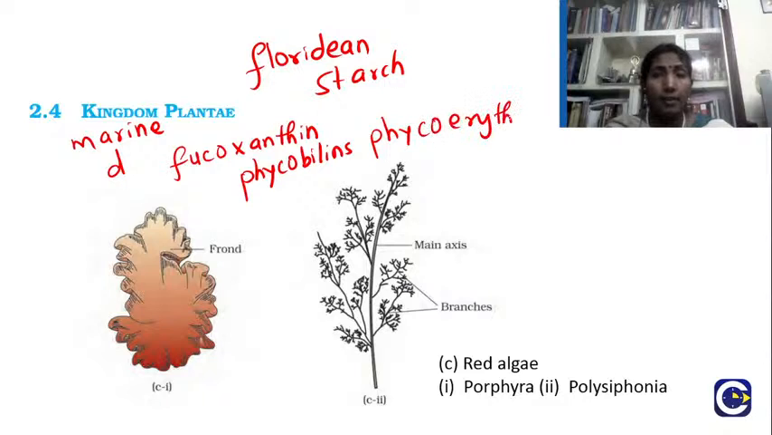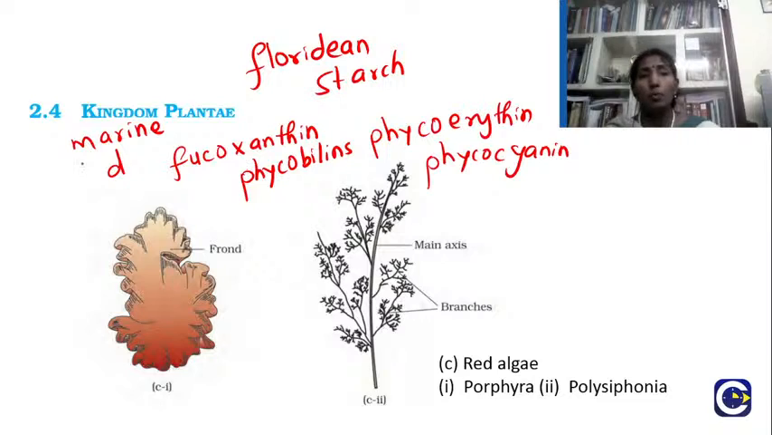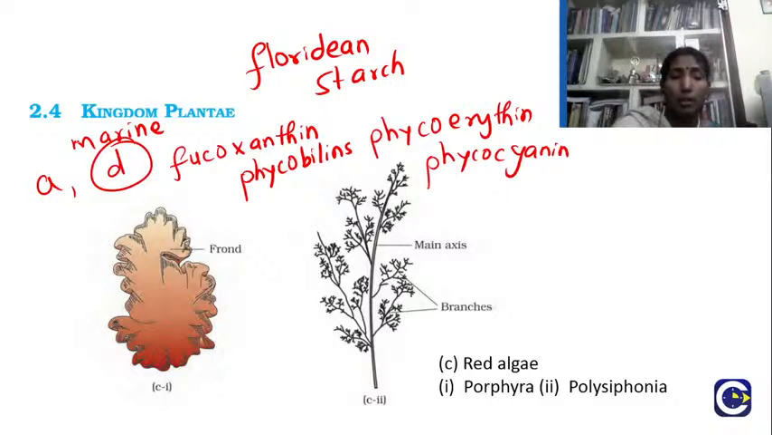Another thing with red algae, they have phycobilins: phycoerythrin, phycocyanin. These are the chemicals. They range from unicellular to multicellular. Mostly chlorophyll A is present, mostly D is present, and in some cases A will be present. That you need to remember. That is red algae. Examples we can take are Porphyra and Polysiphonia. Okay, that is where they are very important.